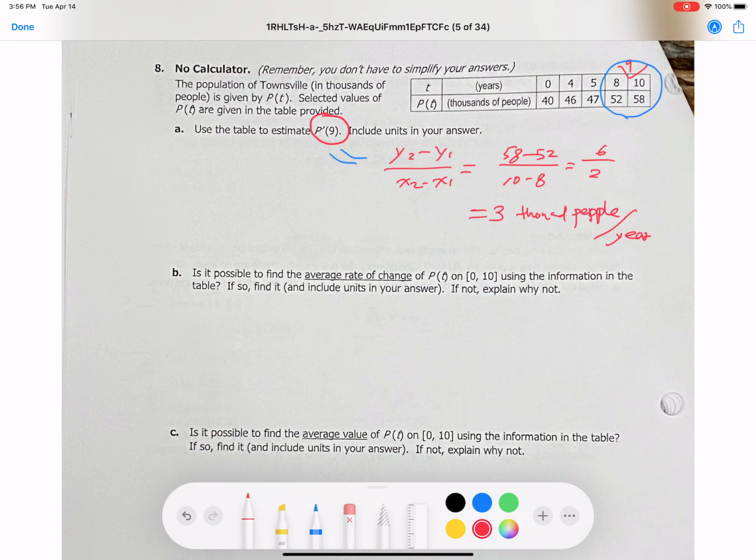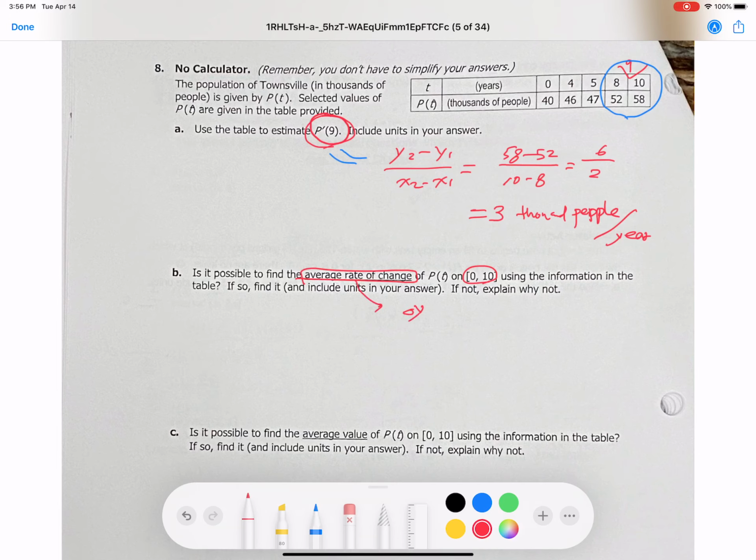Let's go to B. Is it possible to find the average rate of change between 0 and 10? In A we just found the instantaneous rate of change at t equals 9, but B asks you for the average rate of change over 10 years. So what is the average rate of change?